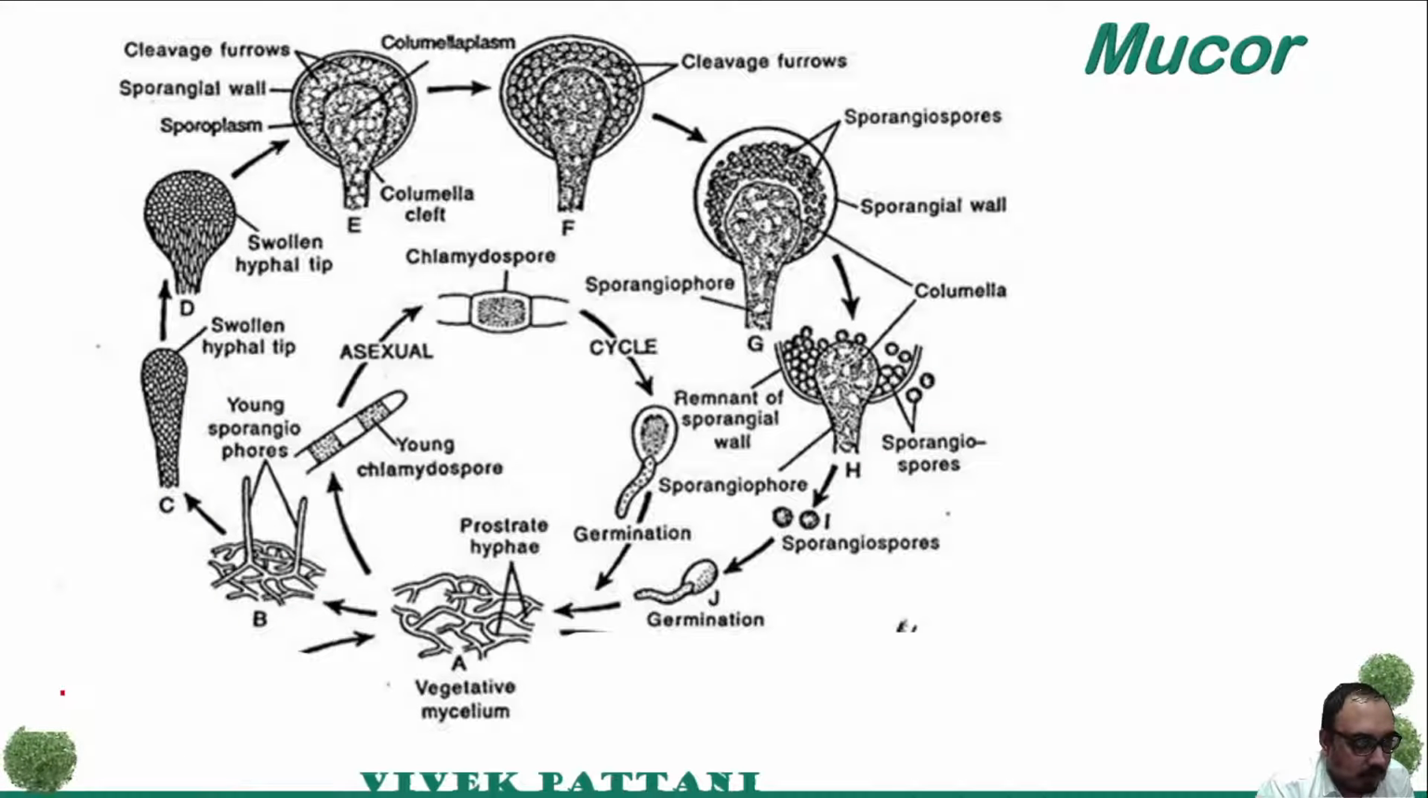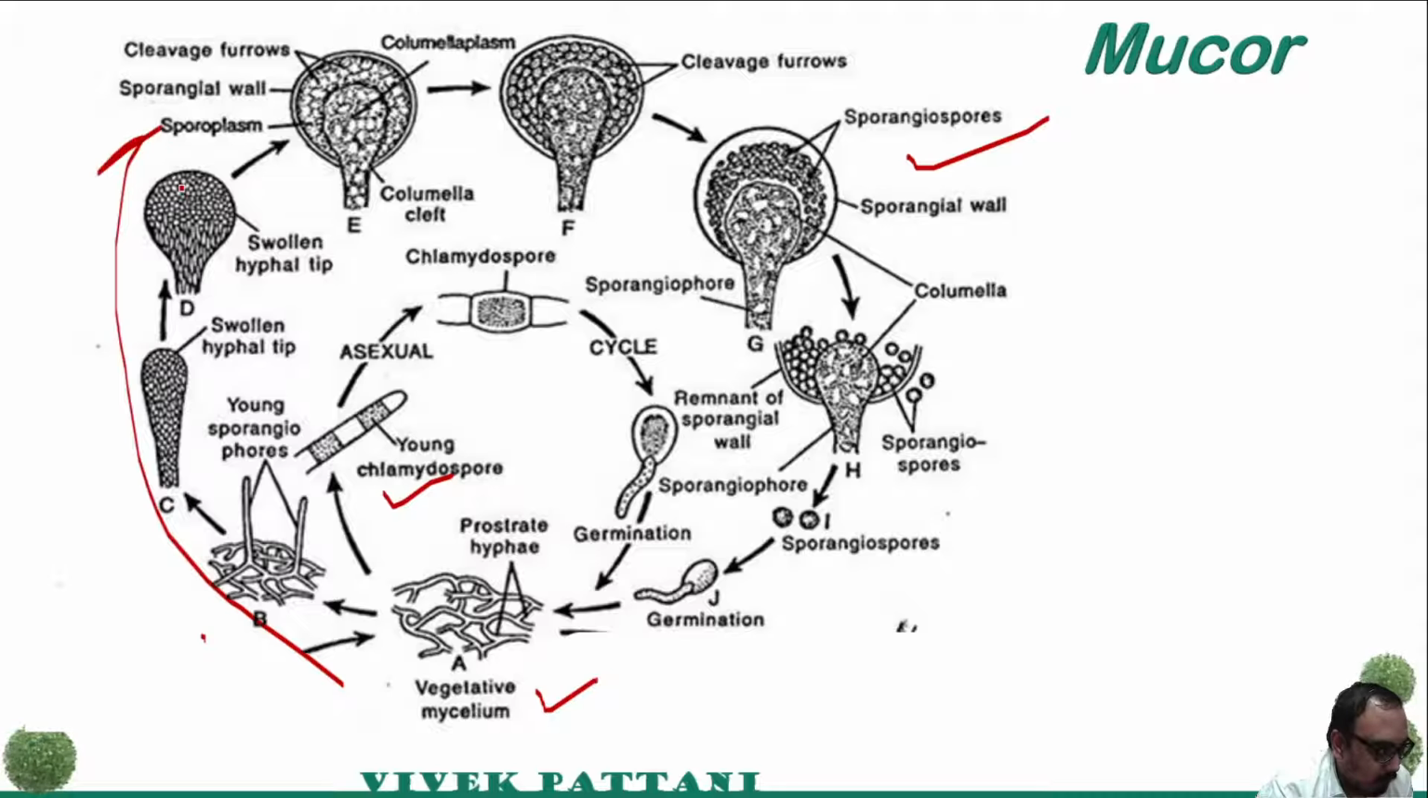Please have a look at the diagram given here. This is just a cyclic process, where vegetative germination occurs. A vegetative mycelium may develop chlamydospores, or it may also produce sporangiospores, depending on the condition. This is just a cyclic process of how these spores are formed.